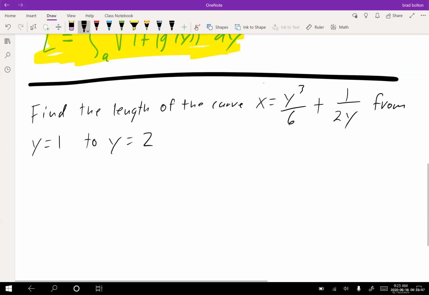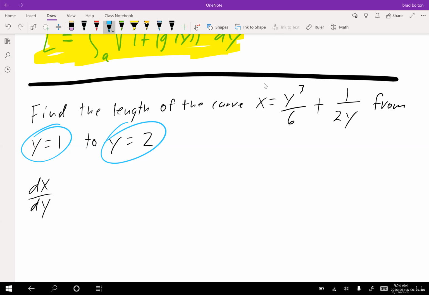So first things first, we have to find the derivative of this. So what we're going to do is say dx dy. We're so used to doing dy dx, but the reason for this is look at what they gave me as my limits of integration. They gave me my limits of integration as y values, so that means I'm definitely working with respect to y, so I'm doing g prime of y instead of f prime of x, just a notation thing.